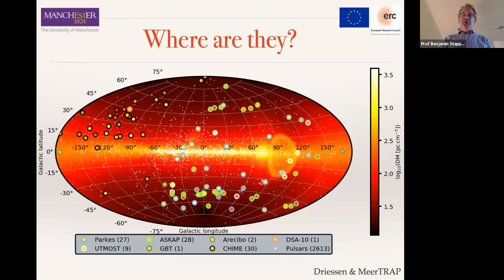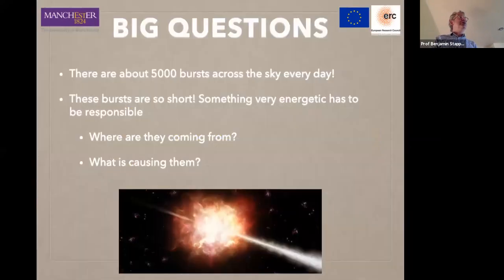So we now know of well over 100 of these fast radio bursts. They're distributed all over the sky, and they're located at very large distances. So the big questions are, what are these bursts? We think there are anywhere between 1,000 to 5,000 bursts of these occurring across the sky every single day. However, these bursts are very short in duration. They last just 1 or 2 or 3 milliseconds typically. And so something very energetic has to be responsible for making these bursts. So the questions are, where are they coming from and what is causing them?